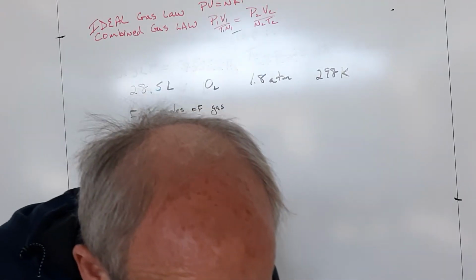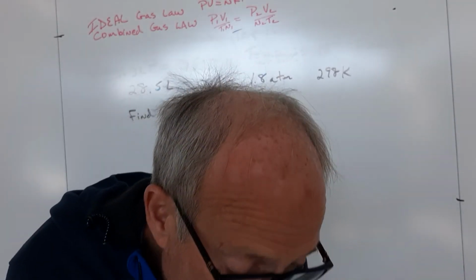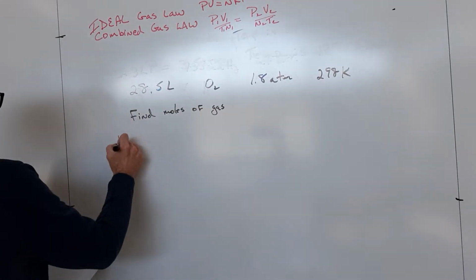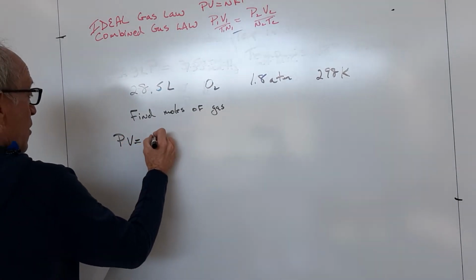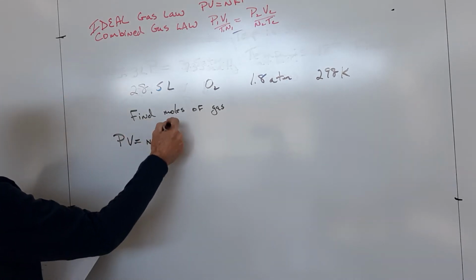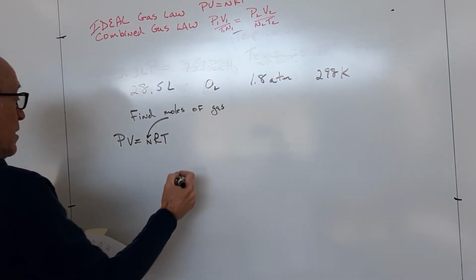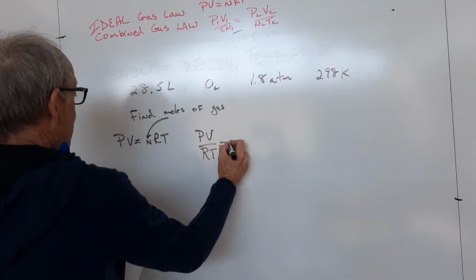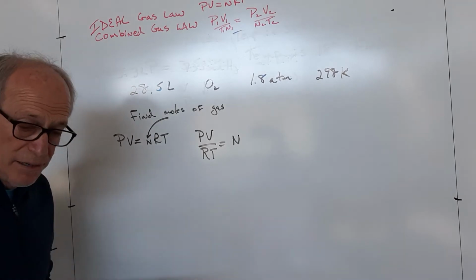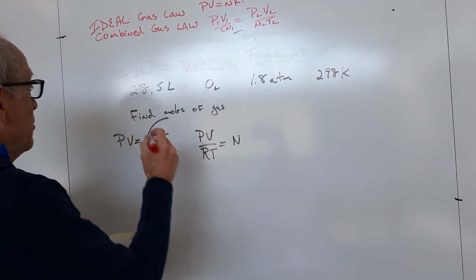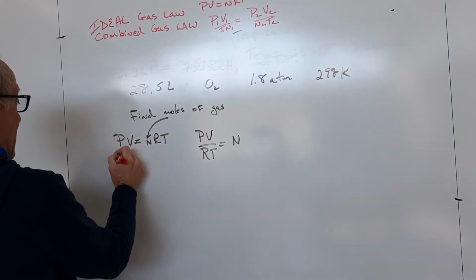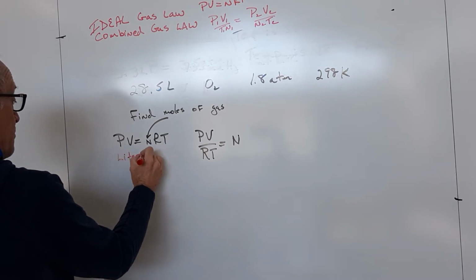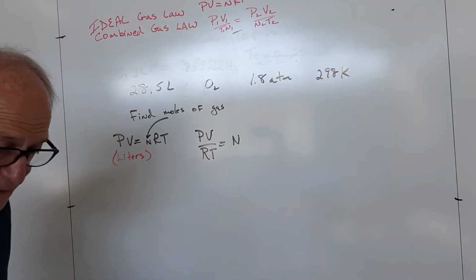Here's the beauty of it. There's no change here at all. So I'm going to use PV equals nRT. They want me to find moles of gas. Moles is n, so I'm going to get PV divided by RT is equal to n. Now remember, and I'll write this down, if I'm using PV equals nRT, it has to be liters.